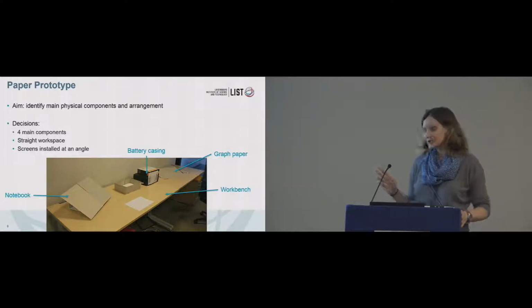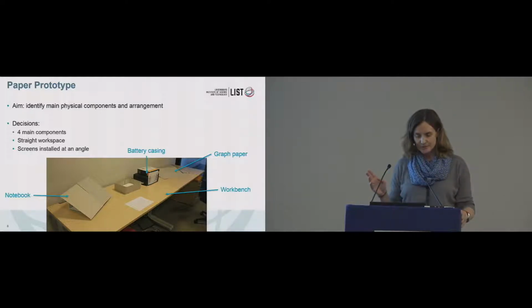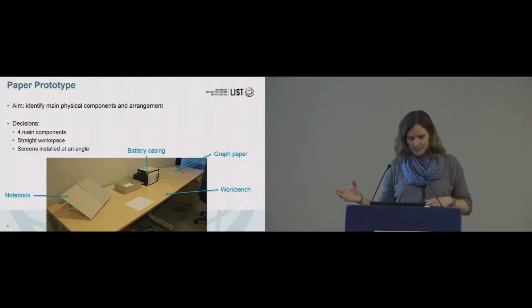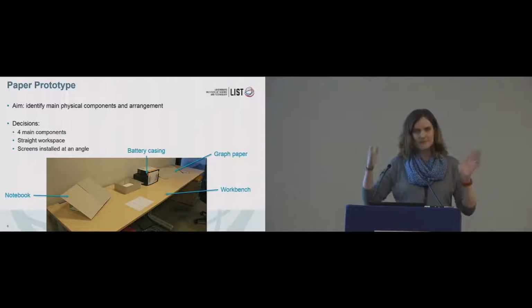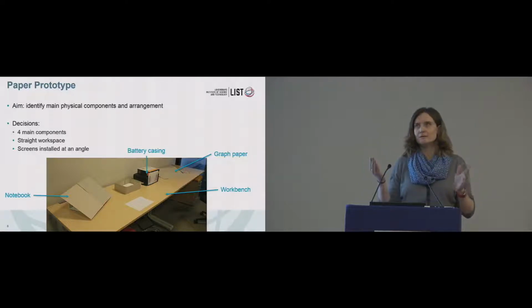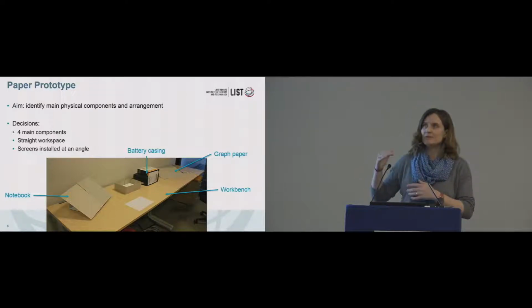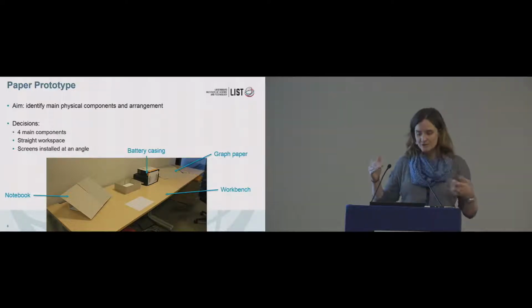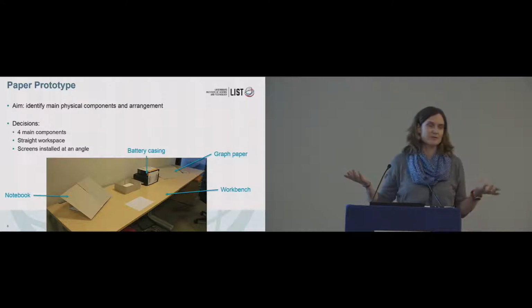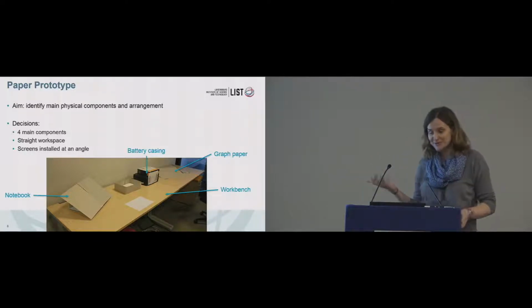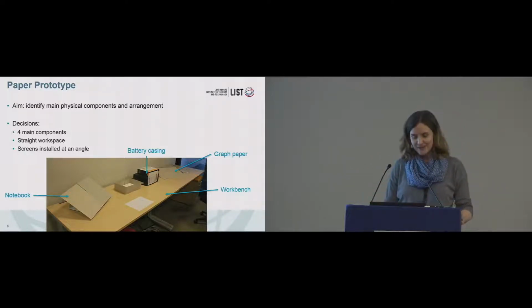So we said we are using 4 main components. The workbench, an interactive notebook where you could check what the different components are, a battery casing where you could compose different types of batteries, and then, to see how the capacity and so on is changing, graph paper, because that was also the only thing we could think of that is appropriate for the time.